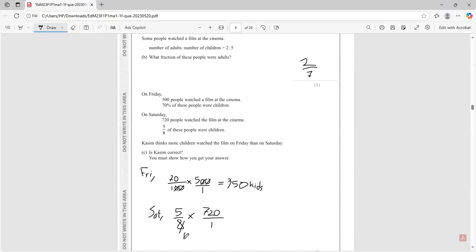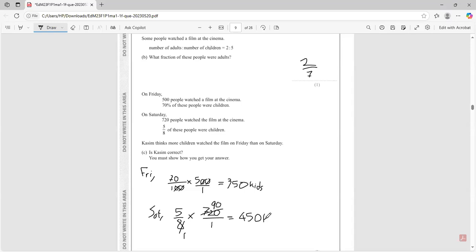So 8 into 8 is 1. 8 times 9 is 72. So 720 divided by 8 will be 90. Okay. All right. So I'm left with 90 times 5. And 9 times 5 is what? 45. And with the 0 behind 90, I'll have 450 kids.